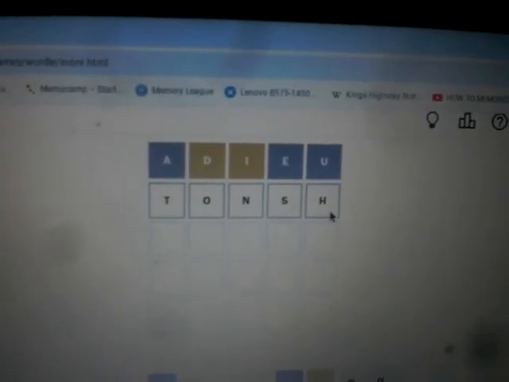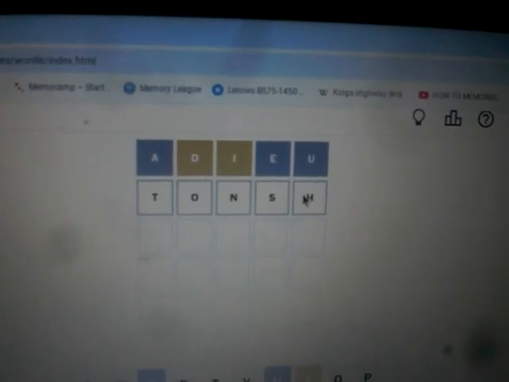SHRDLUC, S-H-R-D-L-U-C. So, in other words, the next 5 most common letters in the English language, left to right, T-O-N-S-H in that order. So let's make a word with 2 of these letters and 3 of these letters. So does anything jump out at you?